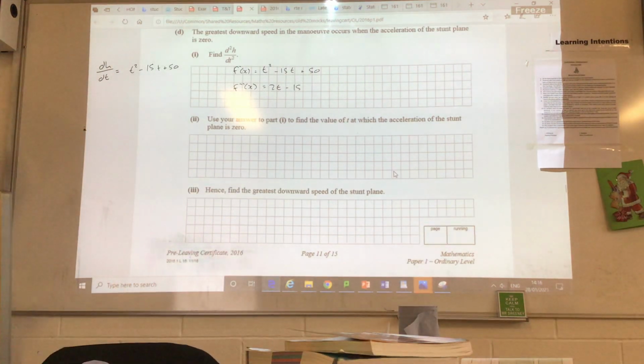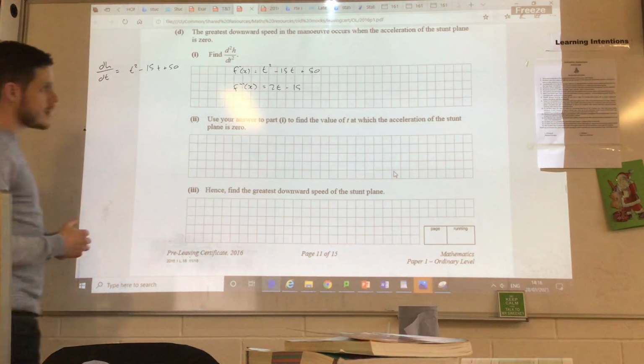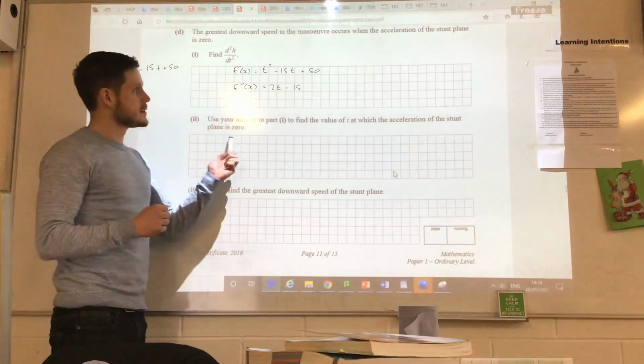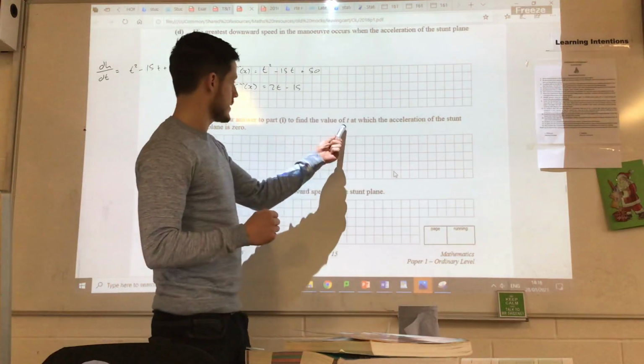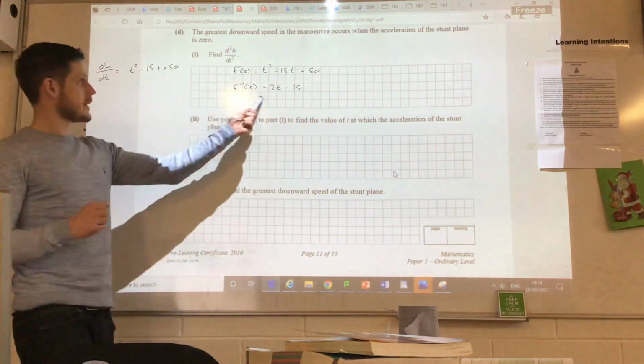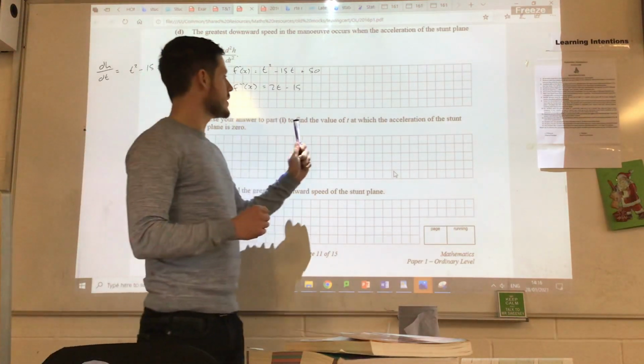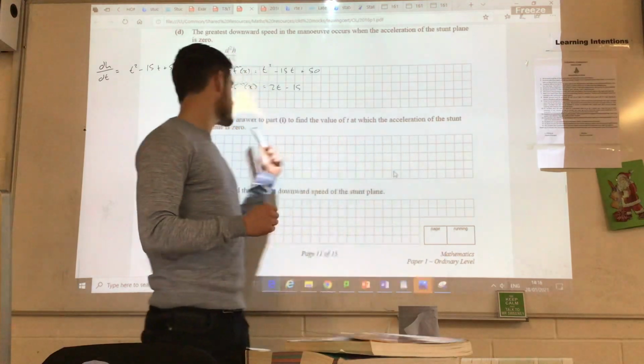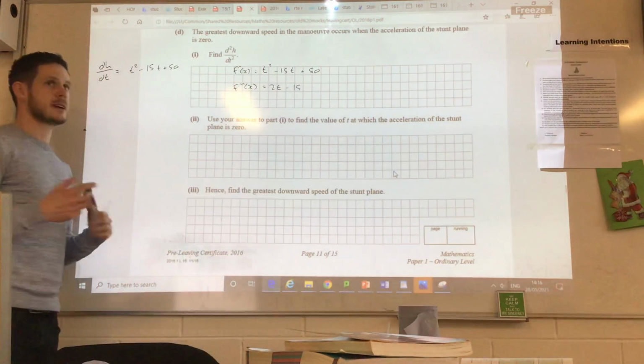Use your answer from part 1 to find the value of t at which the acceleration of the stunt plane is 0. This is a little bit trickier, but again, all we're going to do is form an equation. Use your value of t from part 1, so we're using this part here. It's telling us to use this part to find the value of t at which the acceleration of the stunt plane is 0. So the answer has to be 0.